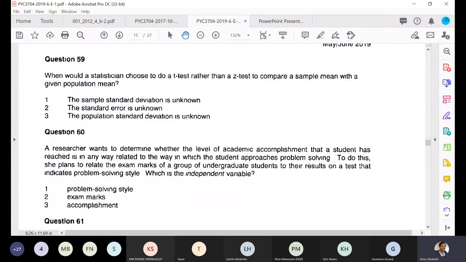When would a statistician choose to do a t-test rather than a z-test to compare a sample mean for a given population? You are a statistician, ma'am. You can tell us. Number three, population standard deviation is unknown. You need to read the question. So the statistician will choose a t-test when the population standard deviation is unknown.